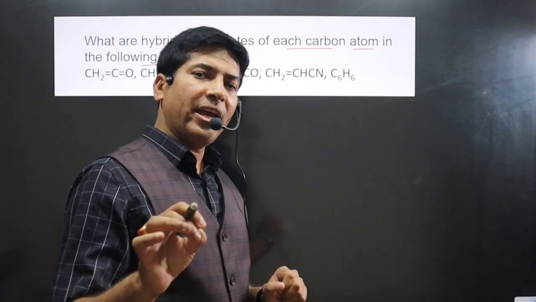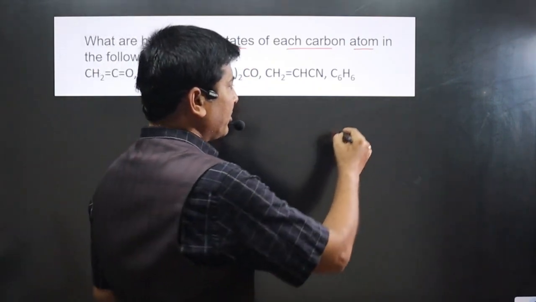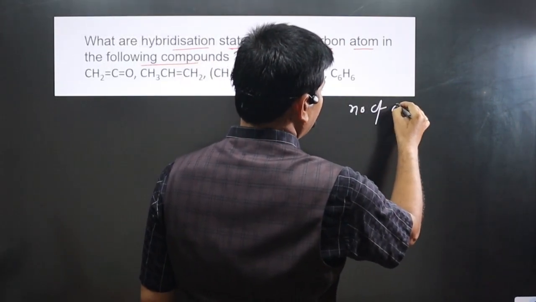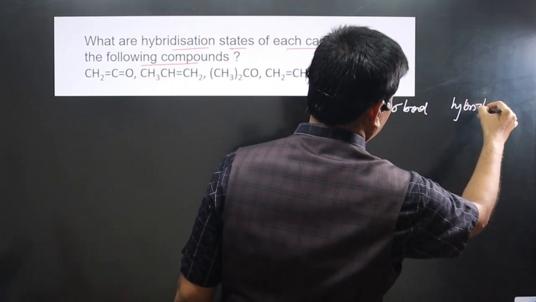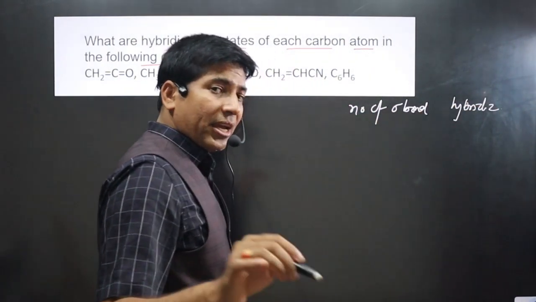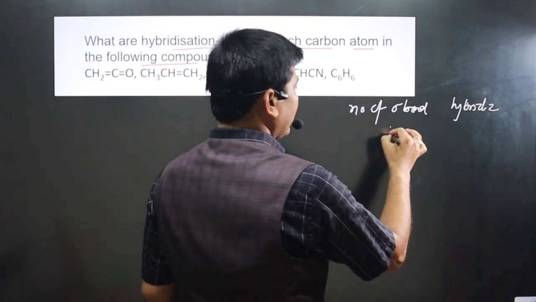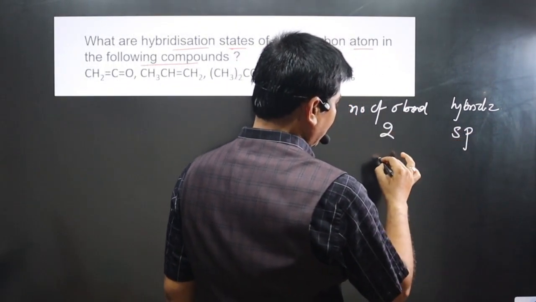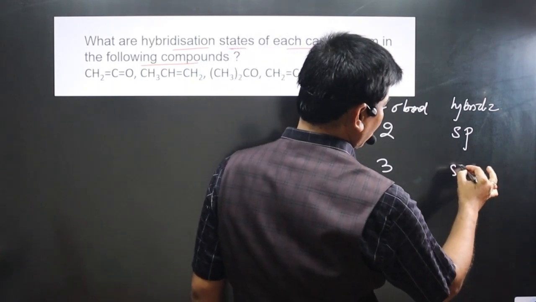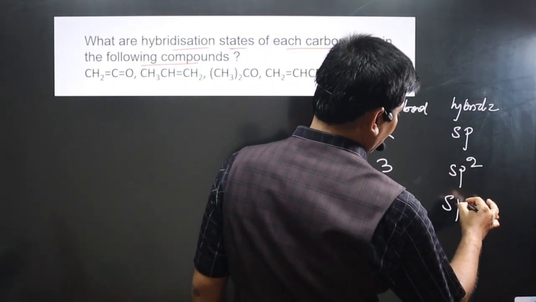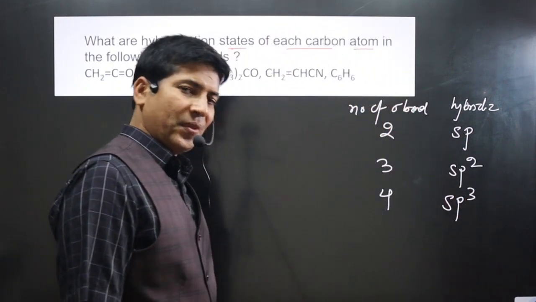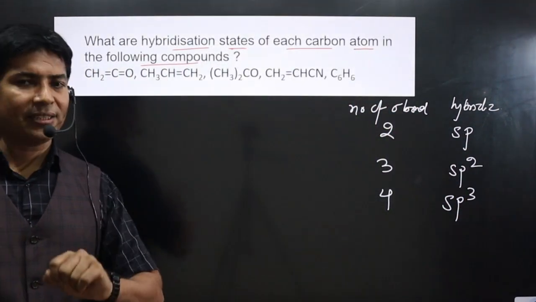Okay, for example, let me write here, this is the number of sigma bonds, and we have the hybridization. If the element is forming 2 sigma bonds, then it will be sp hybridized. If it is forming 3 sigma bonds, then it will be sp2 hybridized, and if it is forming 4 sigma bonds, it will be sp3 hybridized. Okay, based on this information we can answer this question.